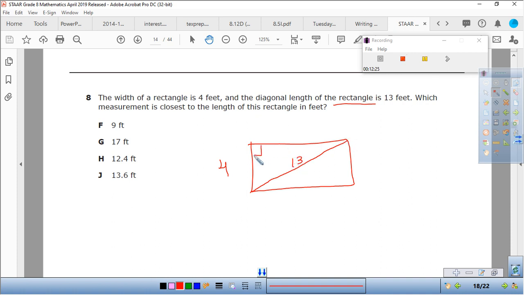This is a rectangle, you know this is a right angle here. So there's my right triangle. So basically I have the Pythagorean Theorem. Thank you, Dominic.